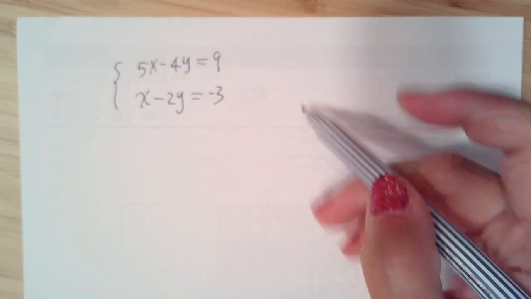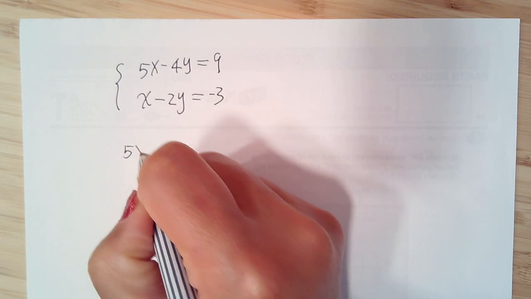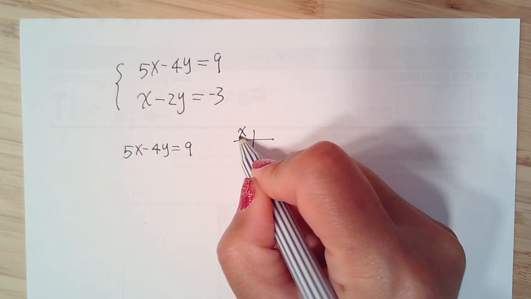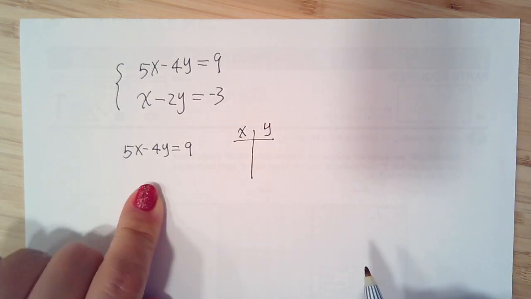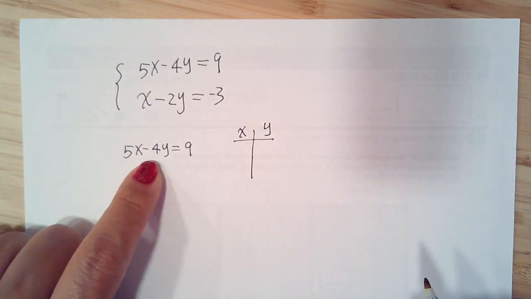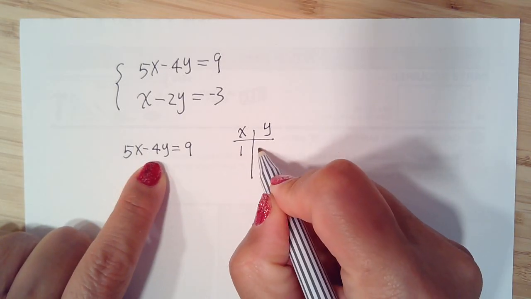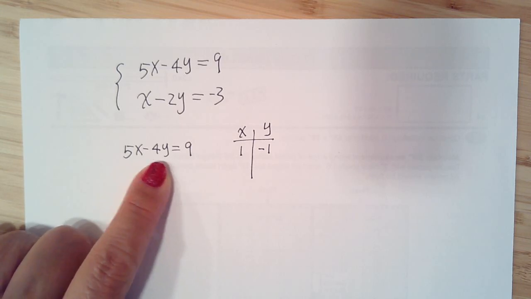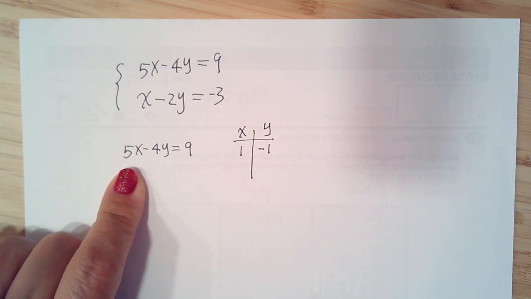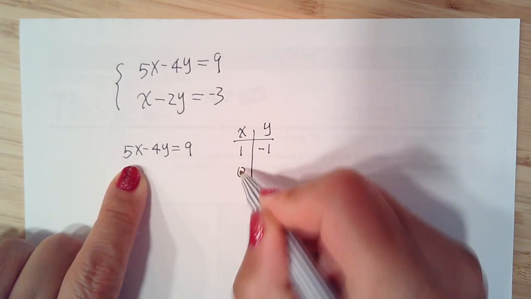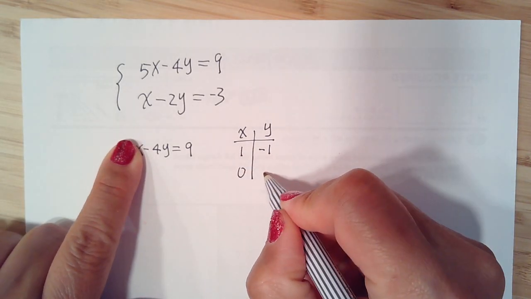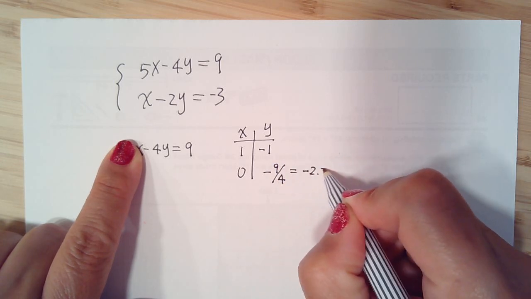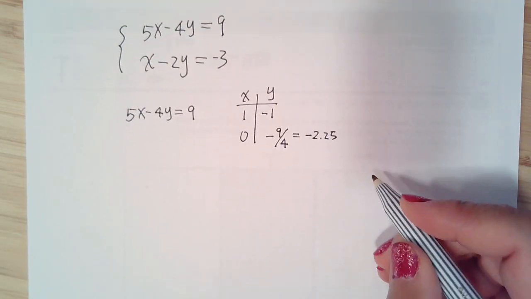So in order to graph 5x minus 4y equals 9, I will choose some x value and some y value, okay? I know 5 plus 4 is 9, so when x equals 1, y equals -1, and that will do, right? So I already get 1 point. For the other point, I can put x equals 0, then y will be -9 over 4, or -2.25.